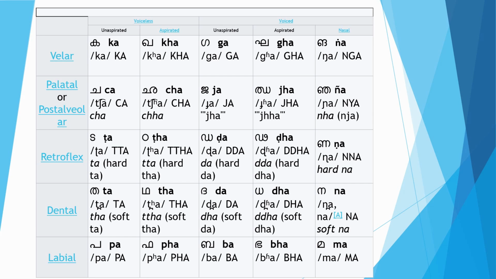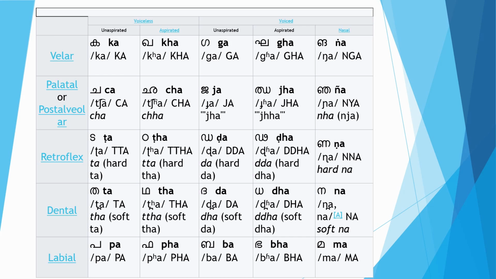Okay, the next one is palatal or post velar. The palatal ones are those articulated with the body of the tongue raised against the hard palate. Let us see how they are pronounced. Cha, chha, ja, jha, nya. Again, cha, chha, ja, jha, nya.